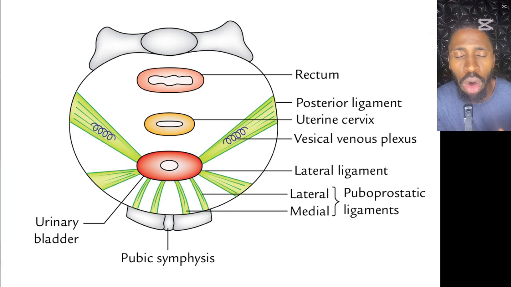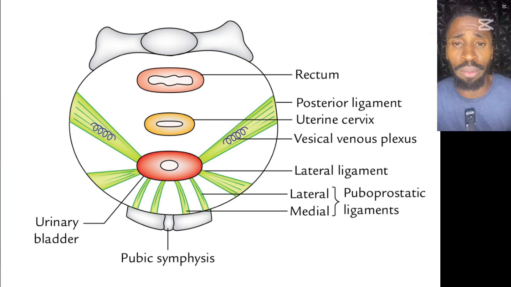We have the posterior ligament of the bladder, we have the lateral ligament of the bladder, and we have the puboprostatic ligament. Now we have the false ligaments. The false ligaments are not true ligaments. They are just folds of peritoneum.